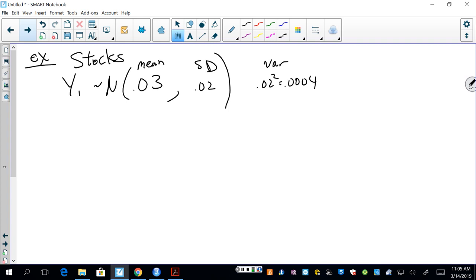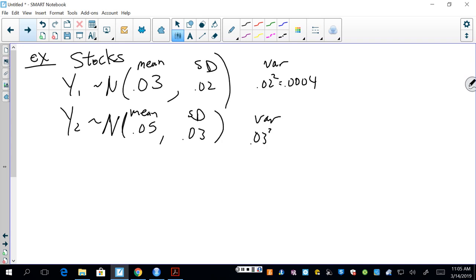You have a second stock that has a mean of about 5% and a standard deviation of 0.03. That means the variance of that stock, that thing squared, is 0.0009. But the correlation between these two measurements is negative.